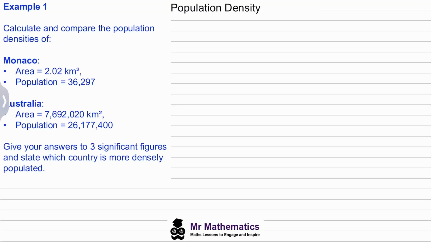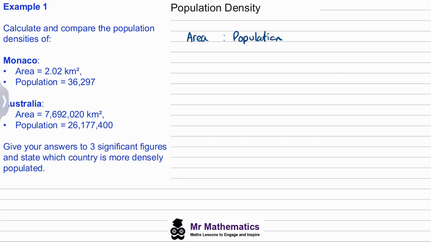Hi everybody. In this video, we're going to look at population density and we're going to calculate it using ratio notation. So population density is the number of people or animals living in a certain area. It tells us how crowded or spread out a place is. And to calculate this using ratio, we use area to population.